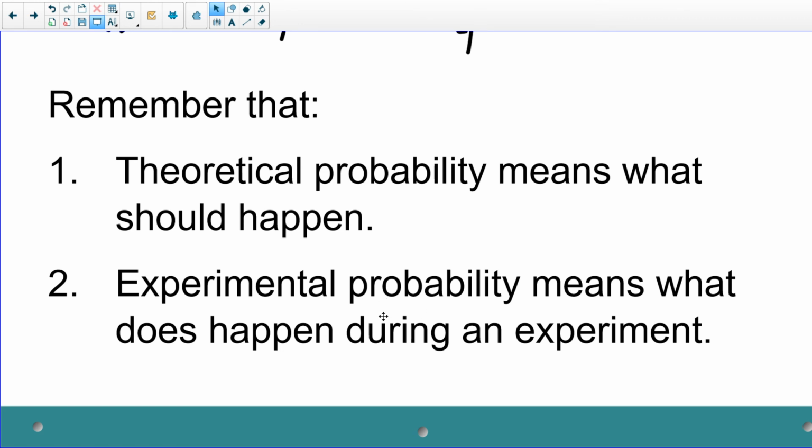It would get there, but it doesn't have to. It doesn't have to get to theoretical probability until you've done it an infinite amount of times. So we have to try to keep those 2 things separate.